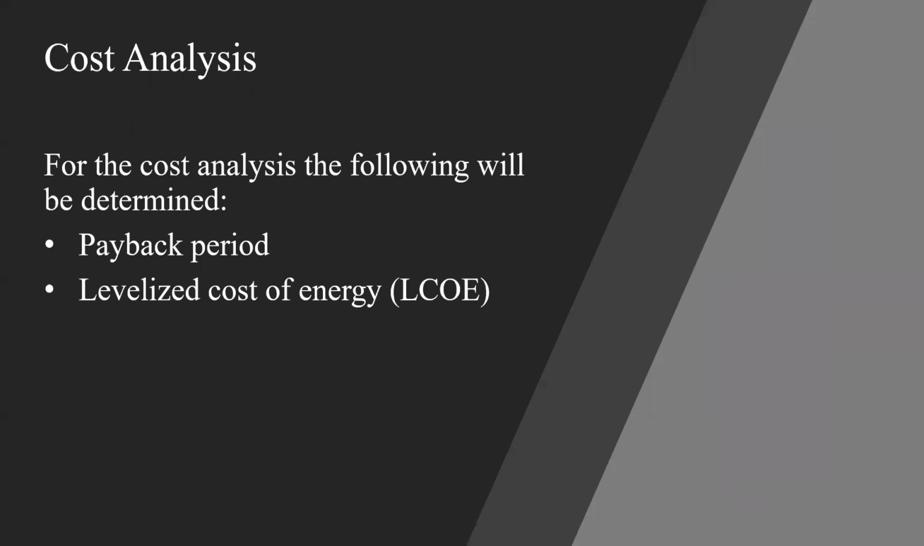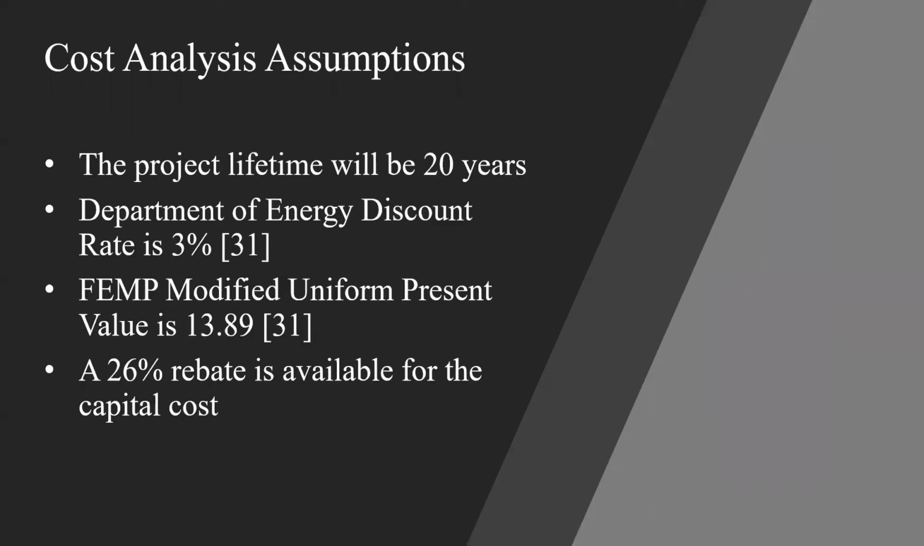For the cost analysis, we'll be looking at the payback period and the levelized cost of energy for each of the systems. To do the cost analysis, some assumptions have to be made. We're assuming that the project lifetime will be 20 years, and to be able to calculate the payback and levelized cost, we'll need to look at the cost in present value. So we'll need to account for the discount rate, which is 3%, and the FEMP modified uniform present value, which is 13.89. And we will also be considering a 26% rebate, which is given in Colorado as an incentive to encourage people to invest in energy saving systems.